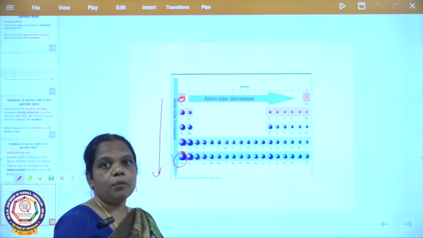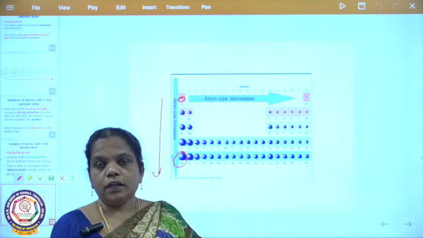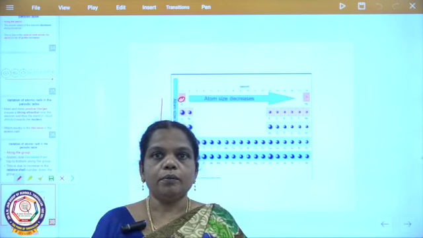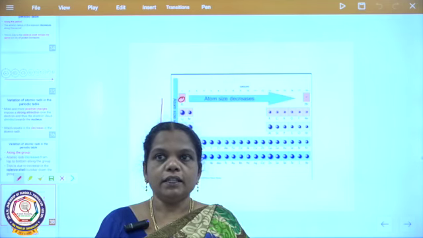So, these are all about the atomic radius in the periodic table. We will see the next property in the next class. Thank you, children.